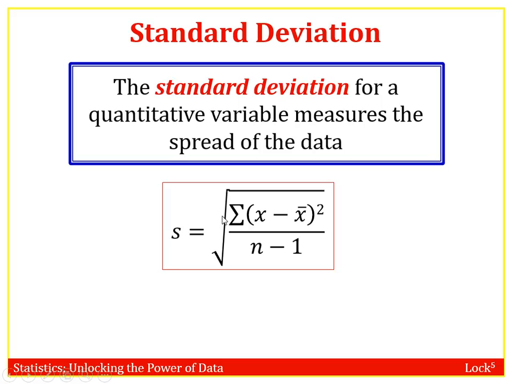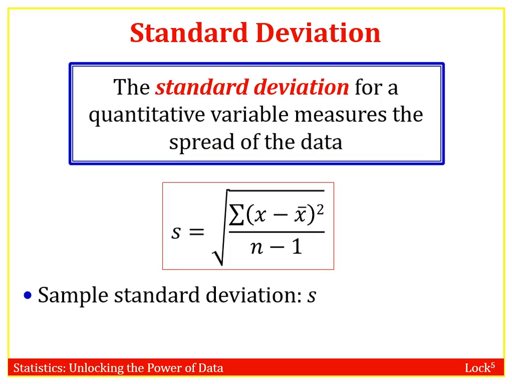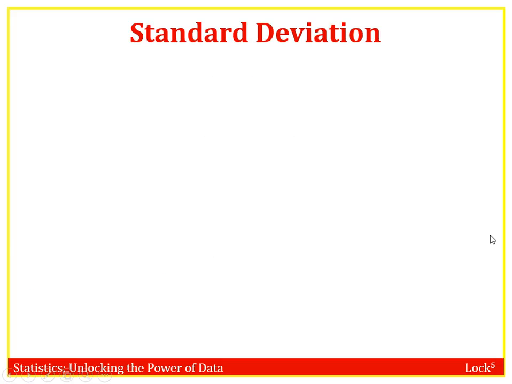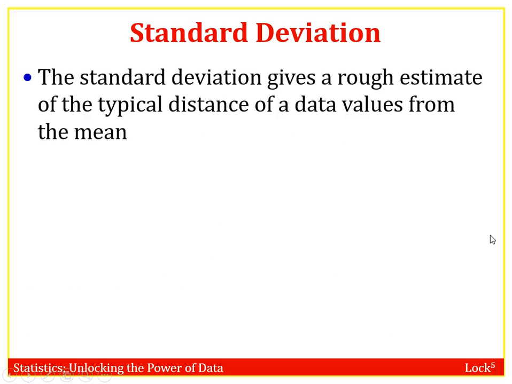It can be done by hand and with a calculator, but it's not something we typically do because it requires a lot of work. Most of the time we use technology to do this. Now, the standard deviation of a sample is s, whereas the standard deviation of your population is the Greek symbol sigma. So standard deviation gives you a rough estimate of the typical distance between the data values and the mean.